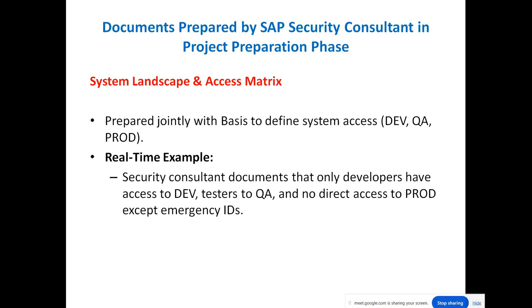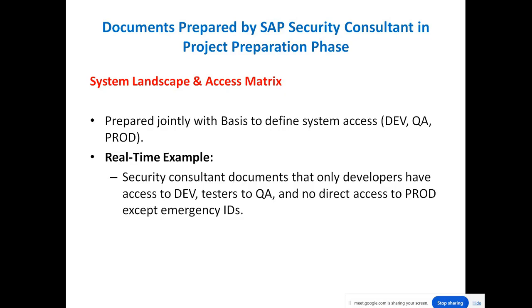So for example, a real-time example: the security consultant documents that only developers have access to development. In the sense, I am preparing the document where the developer has access only to development, and testers are a different team. They have access only to QA. See, most of the time in my career, I am the person developing and I am the person testing. But here, you are deciding what to do. There is a separate team for developer, a separate team for tester. And I'm giving access only for the developer, not testing. For tester, not development. And no direct access to the production server except emergency IDs.